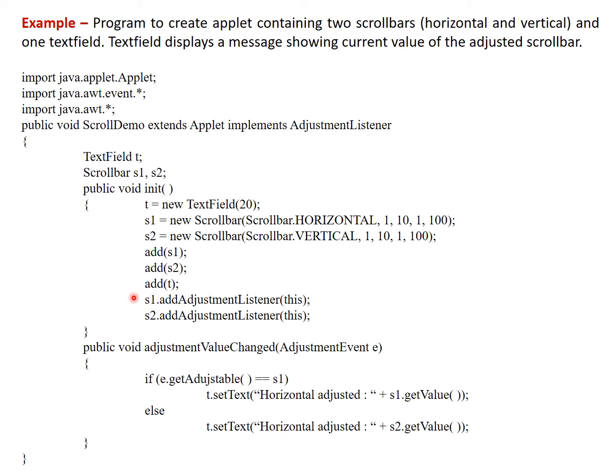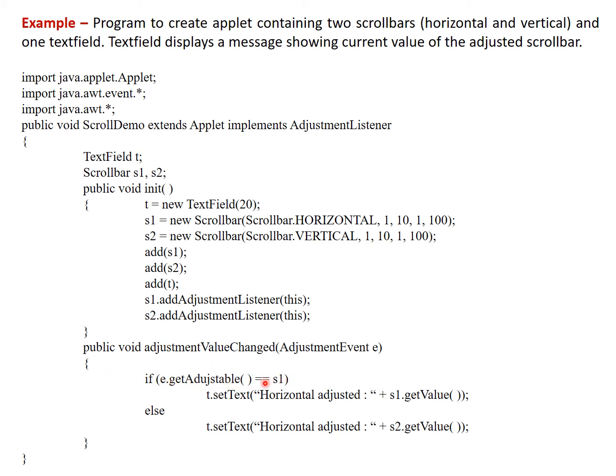Then the next method is adjustmentValueChanged. Now this method will be automatically executed whenever the user adjusts any one of the scroll bars. And here e.getAdjustable will return either value as s1 or s2. That is now e.getAdjustable is equal to s1.